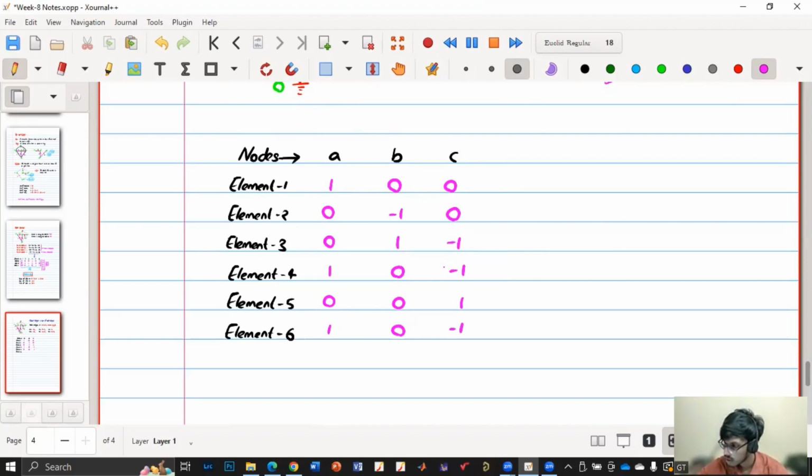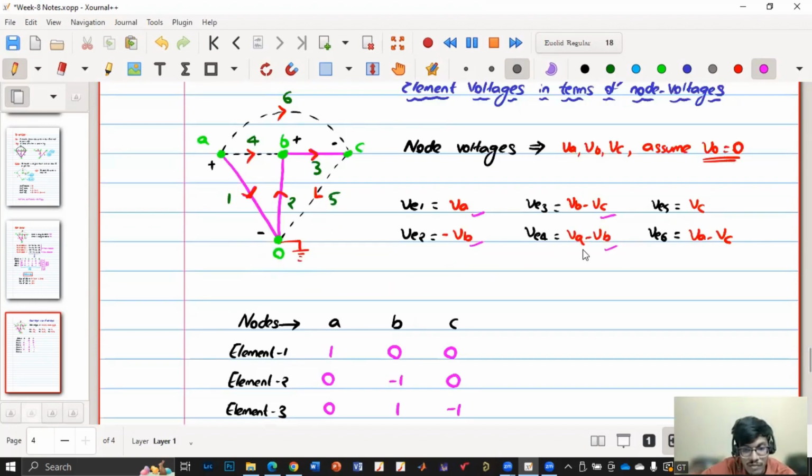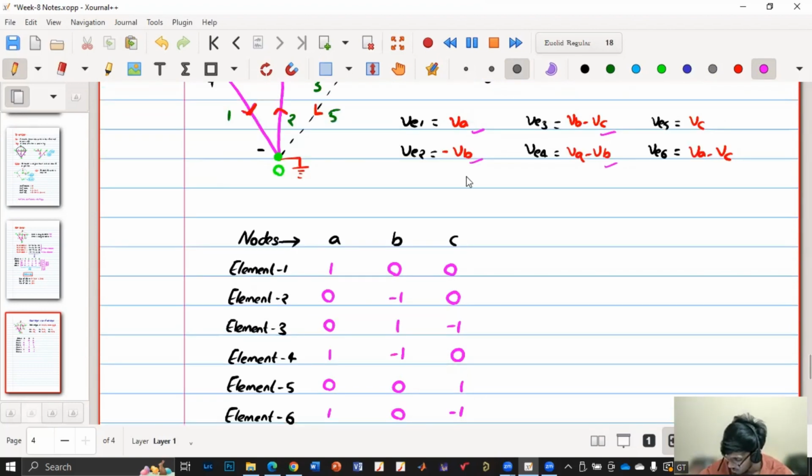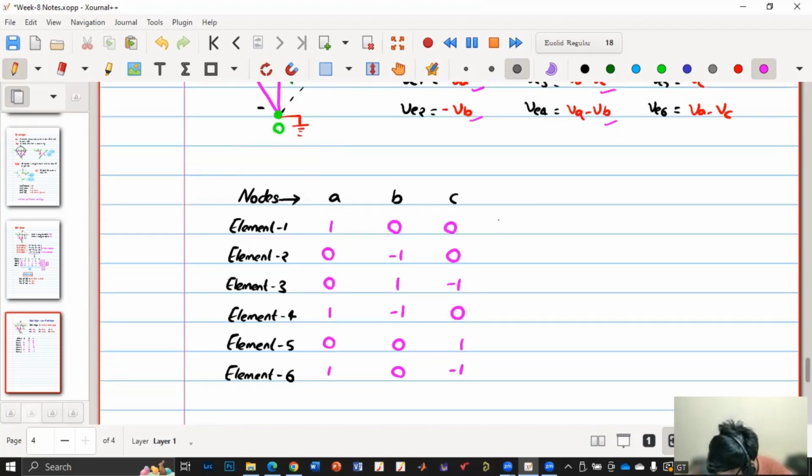Right. And element 4, we have VA minus VB. Oh, this is also a mistake. Let me check VA minus VB. So first one is 1, 0, 0, 0 minus 1, 0. The other one is 0, 1 minus 1. This is 1 minus 1, 0. This is 0, 0, 1. This is 1, 0 minus 1. So now the matrix has become something like this.